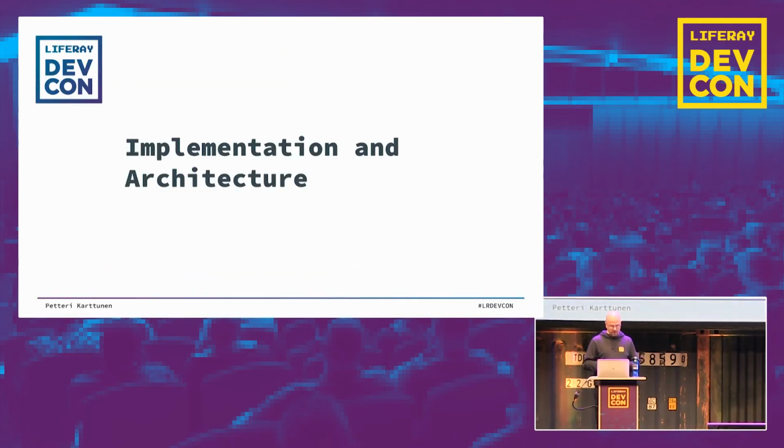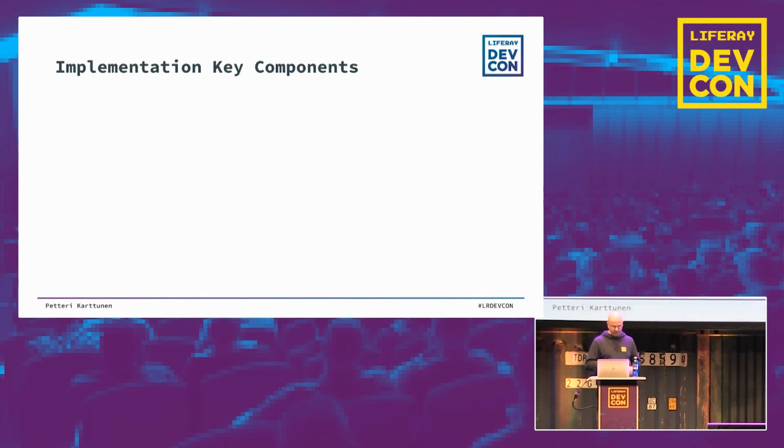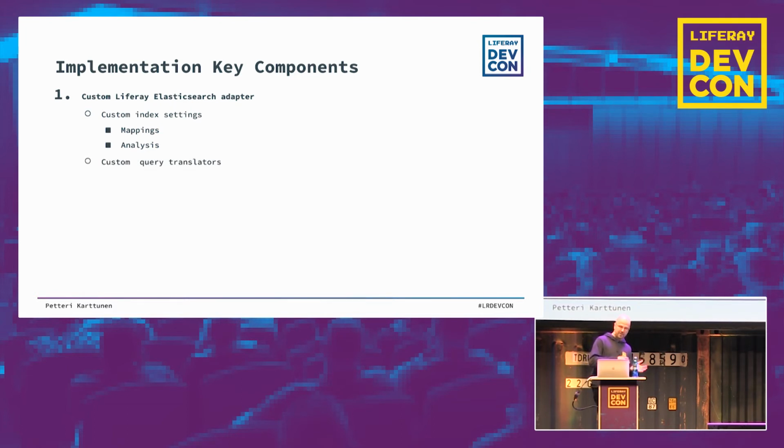Okay, so about the implementation and architecture briefly. The key components of this implementation. So first I needed a custom Liferay Elasticsearch adapter because the standard one was missing some features. I needed to customize index settings, like add new mappings, enhance analysis, create new analyzers. Then I needed some custom query translators. These components take care of translating the Liferay Search API queries to search engine native queries. And they were missing some features in standard implementation. And lastly, I needed to enhance the custom keyword search system.